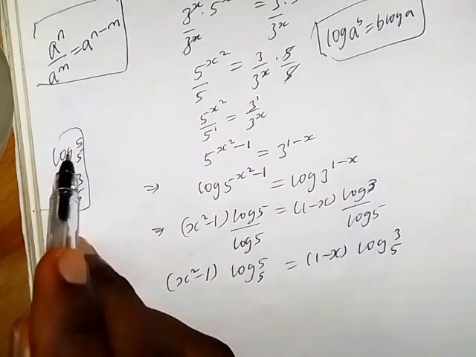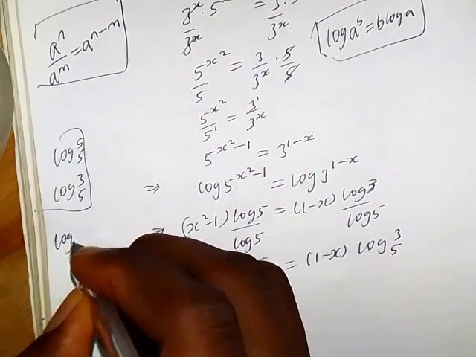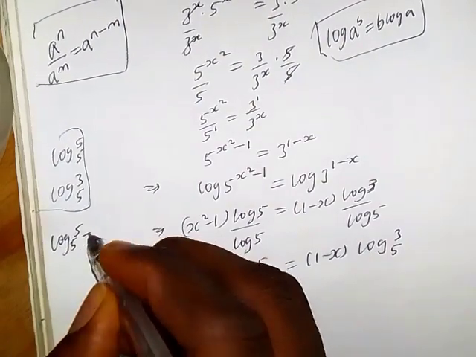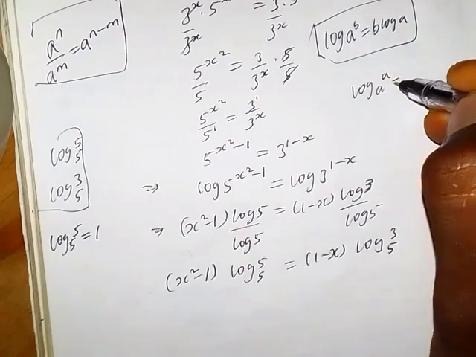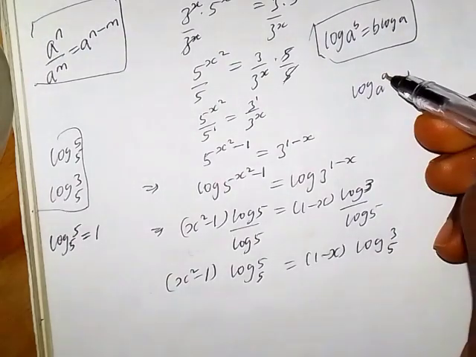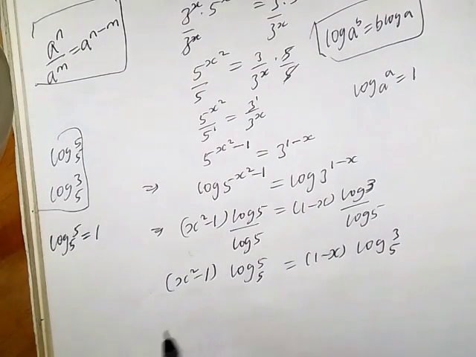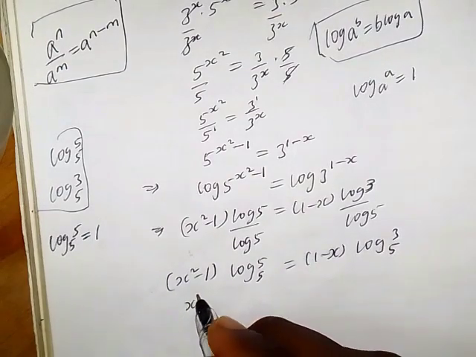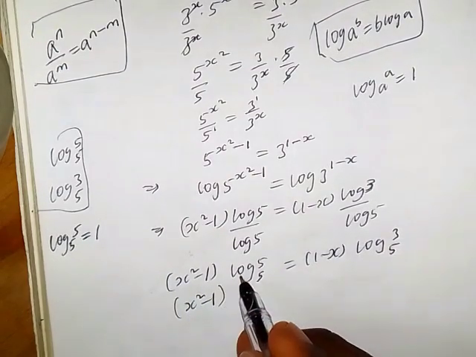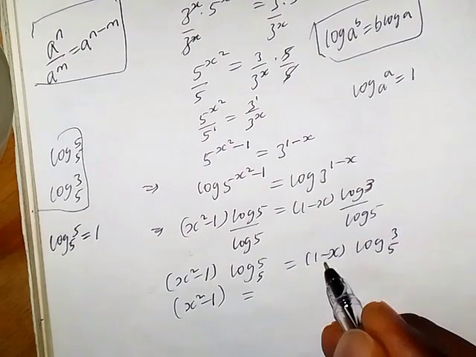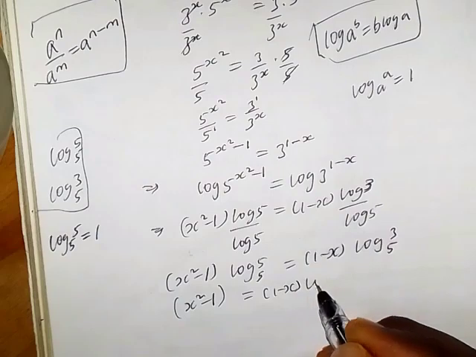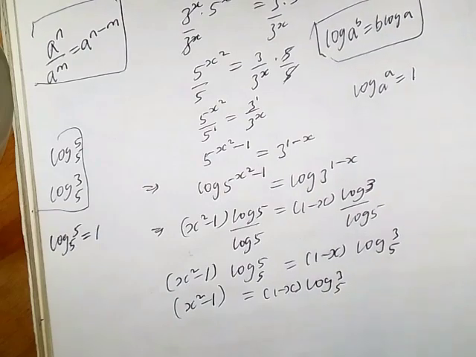But log 5 base 5 is the same thing as 1. It's one of the rules of logarithm. So whenever we have log a base a, it is the same thing as 1 when the base is the same. So now we have x squared minus 1. This is simply 1, so times 1 gives nothing. We have x squared minus 1 remains, so we have 1 minus x times log 3 base 5.